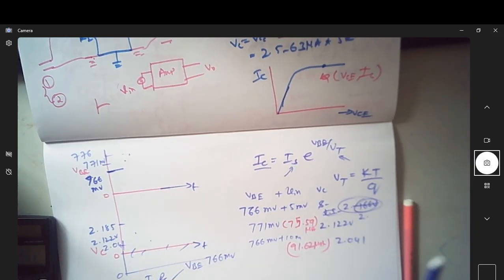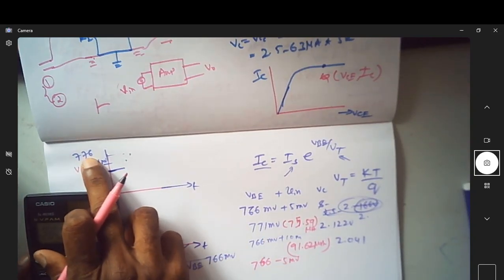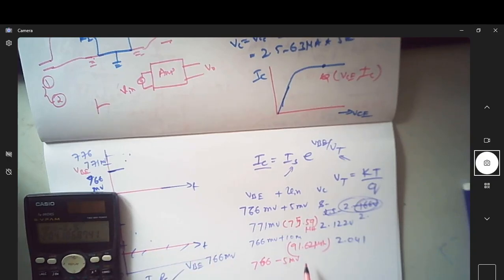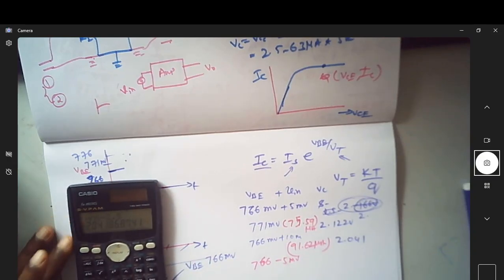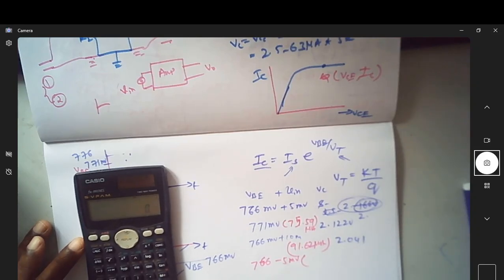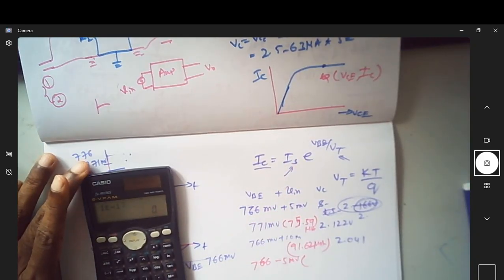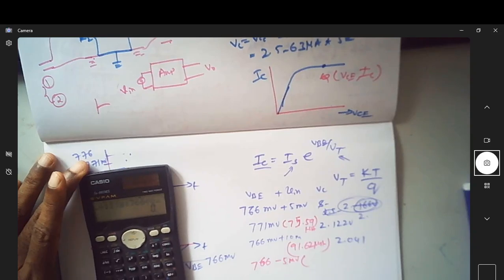So now what I'll do, I will make this 766 minus 5 millivolt. So let me reduce the input voltage. It can be plus 5 or minus 5 millivolt. I made it minus 5 millivolt. So if it is minus 5 millivolt, let me find the value of IC. I am finding IC using 1 exponential minus 17 into exponential, how much is VB? VB is 766 divided by 26.